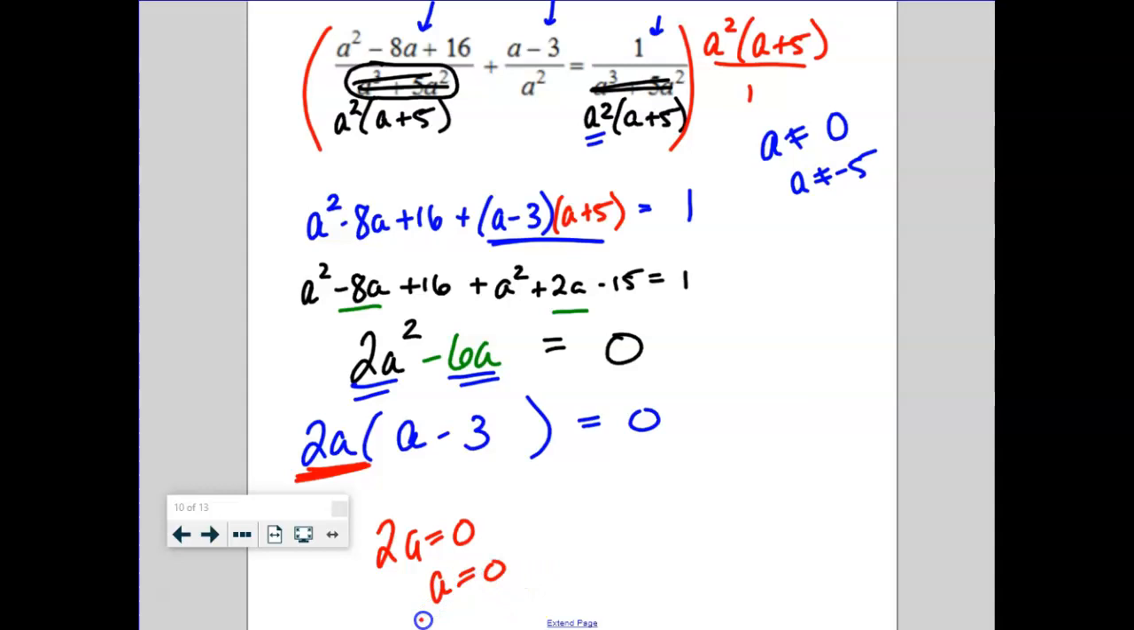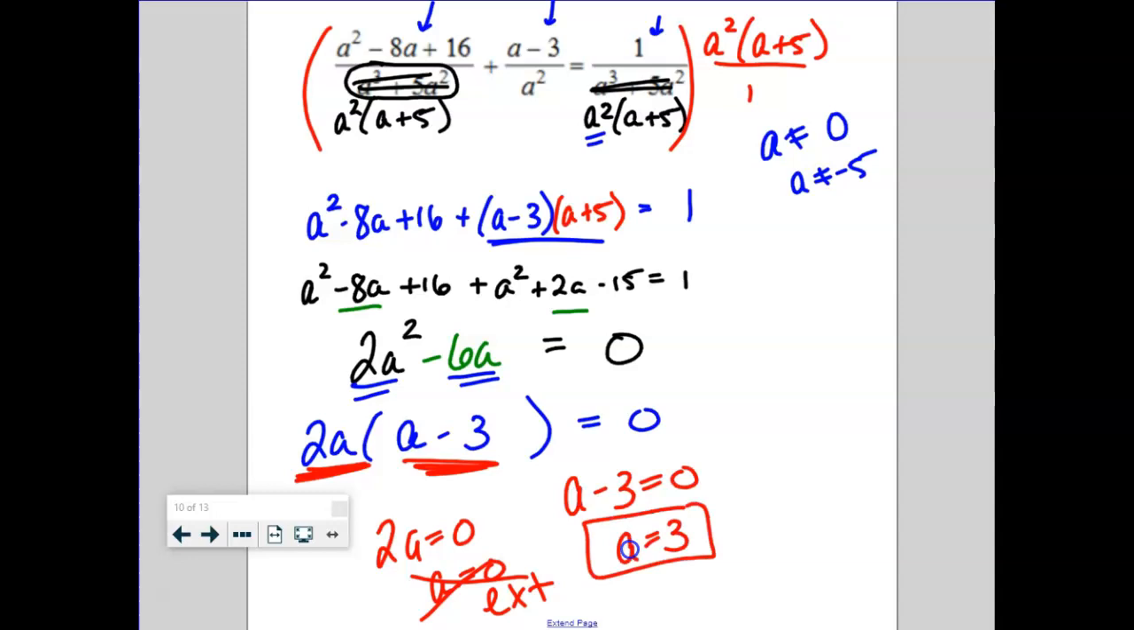But didn't we just say we can't have it? So that's extraneous. And if I set this guy equal to 0, I get a equals 3. That one I can keep. Okay, so that was a case of icky LCM, a little bit of work, got a quadratic, 2 answers, one of them was extraneous, the other one's good, move on. Fun times.